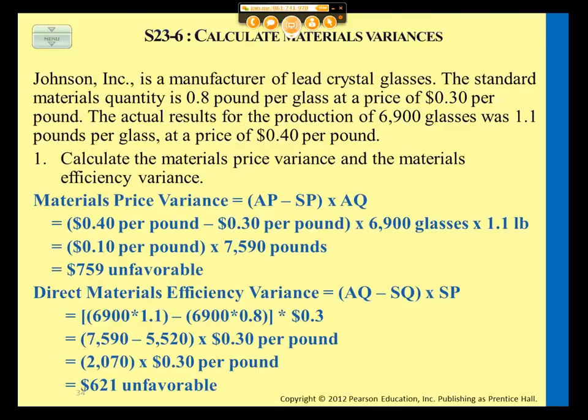My actual results for production was 1.1 pounds per glass, and my standard was 0.8. My standard was less than my actual. Why is it unfavorable? I'm spending more than I planned.